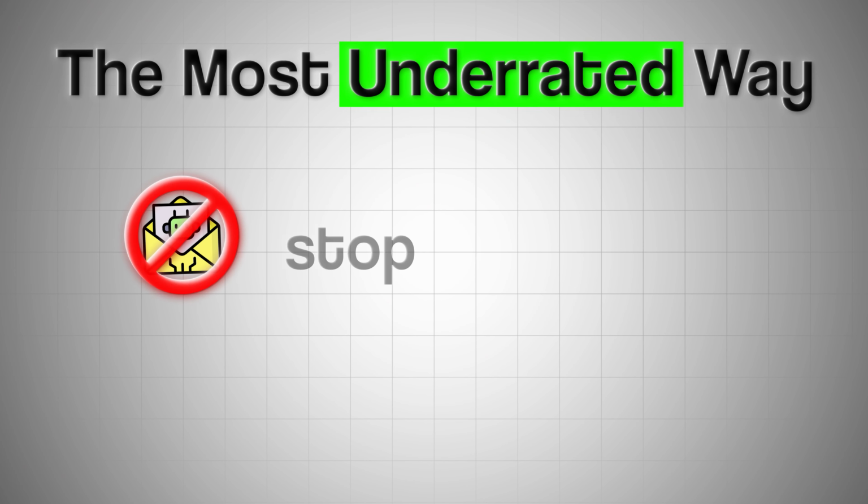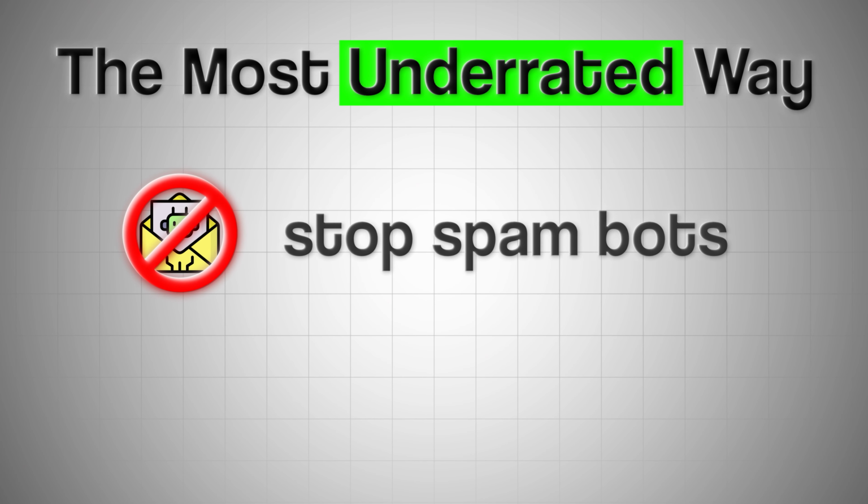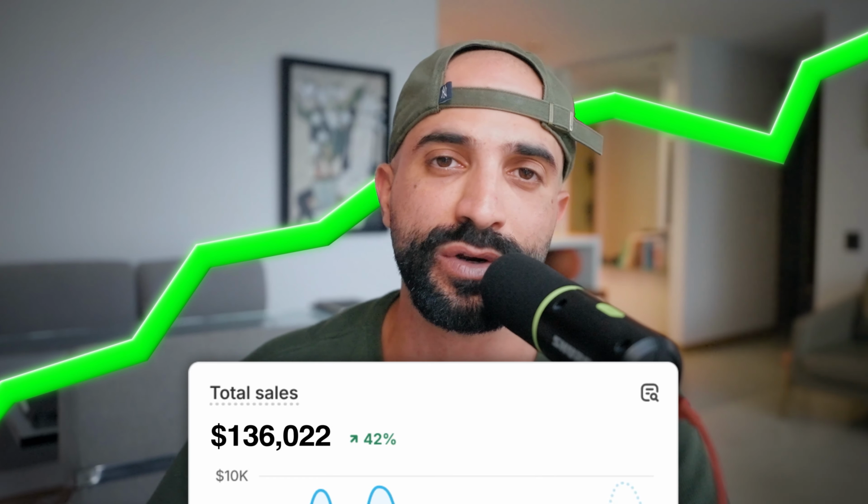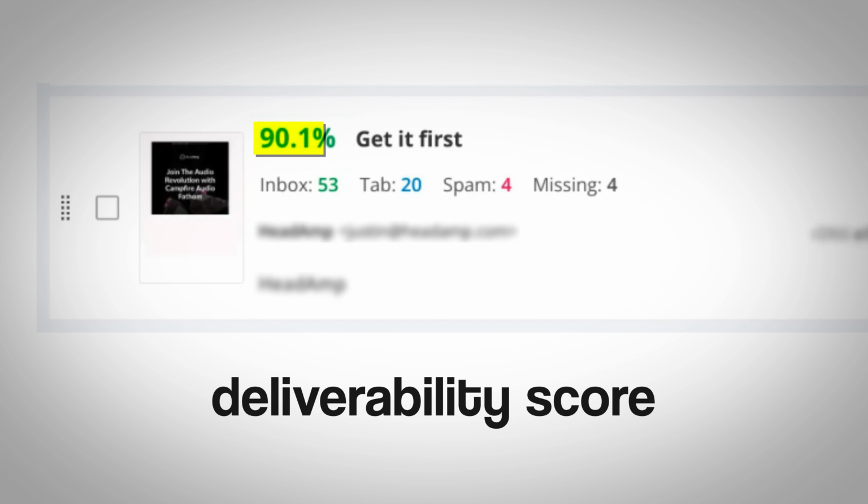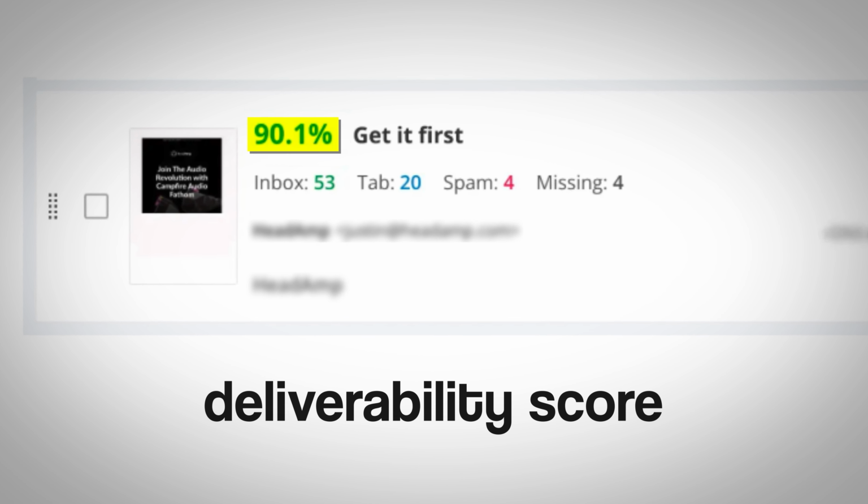Dynamic coupon codes are the most underrated way to stop a spam bot attack from hitting your email list, protect your margins, and also help you make more sales and increase your conversions. Here's a quick snapshot of a client's deliverability score, 90.1%. Now, what does that mean? That most of the email that we're sending out from his Klaviyo account actually makes it to his subscribers' inboxes.